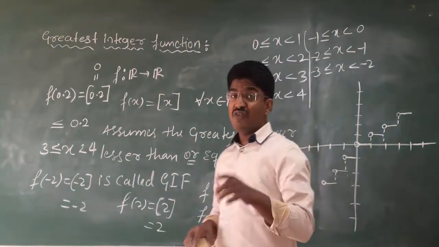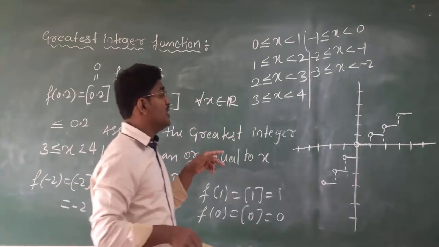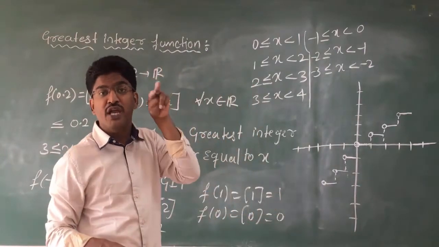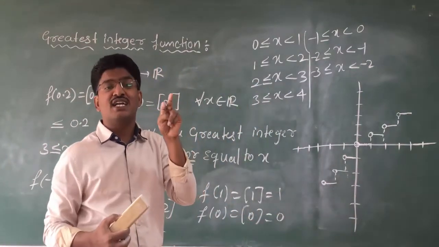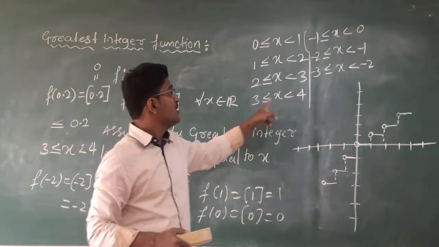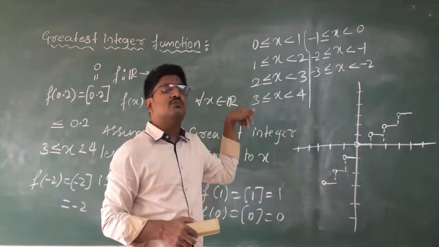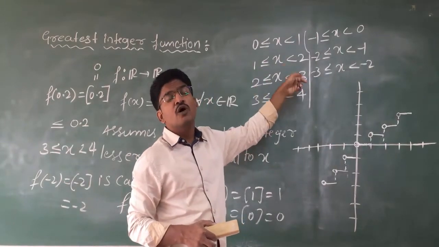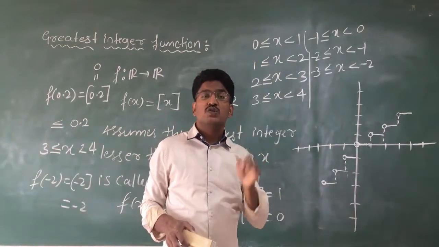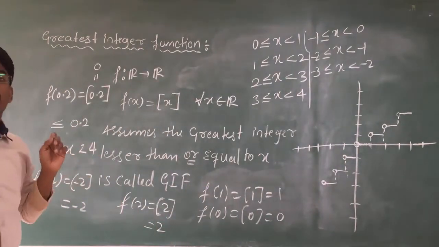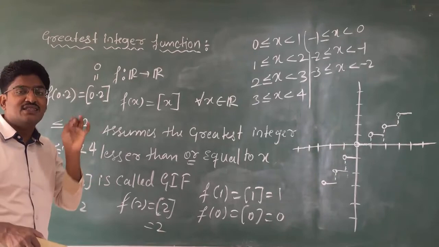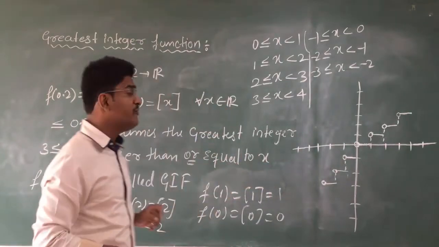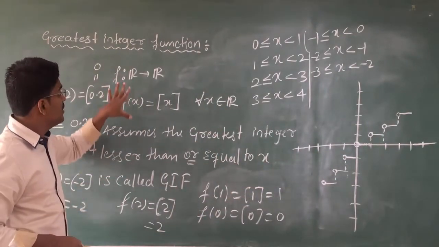But whenever the numbers lie in between two integers, whichever is the lesser integer will go there. See here, if x lies in between 3 and 4, output will be 3. If x lies in between 2 and 3, output will be 2. If x lies in between 1 and 2, output will be 1. Are you clear? So this is how we define the greatest integer function. Please understand this, very very important. Clear? Okay, so please remember the graph, please remember the definition.